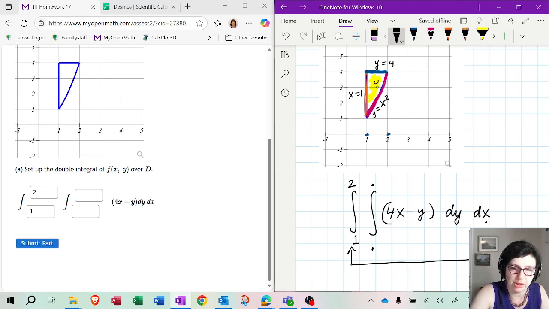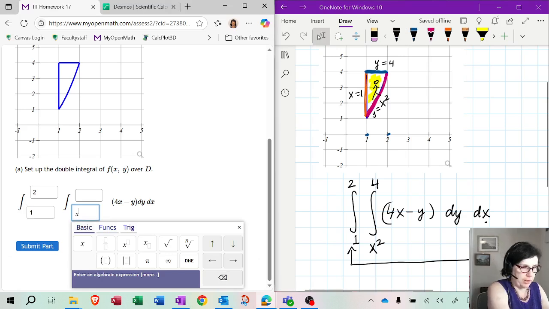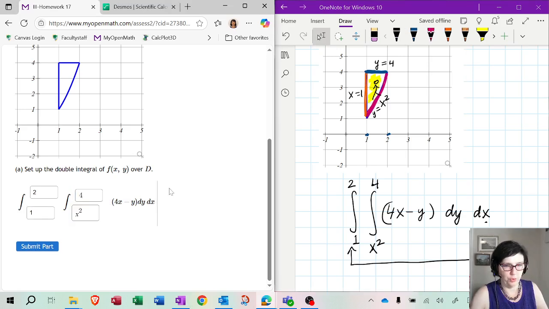So just imagine yourself inside this region. Where is your bottom? Where is your floor? Your floor is the red curve, right? y equals x squared. And so that's going to be your bottom. And then the top, your ceiling, your roof, is going to be y equals 4. So that's just going to be 4 over here. Okay, so let's fill that out: x squared and 4 here.